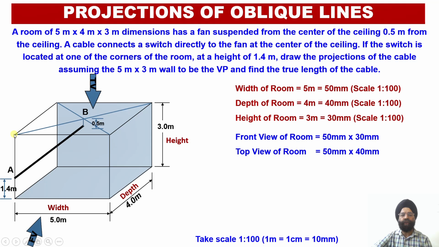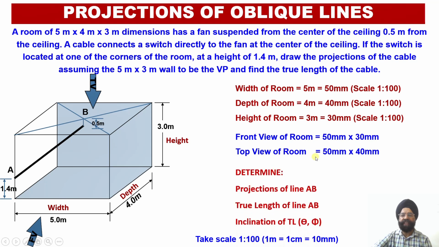Similarly, in the top view orthographic projection, we are going to view the width of this room and the depth of this room. The width of this room happens to be 5 meter, so the distance marked in the orthographic projection will be 50 millimeter, by 40 millimeter, corresponding to the depth of the room equal to 4 meter. So the rectangular construction of 50 millimeter by 40 millimeter will represent the top view construction of this particular room.